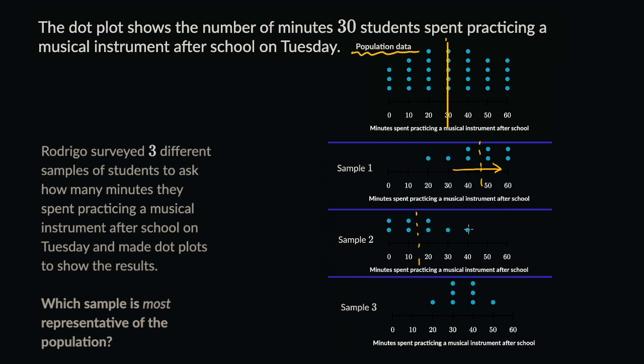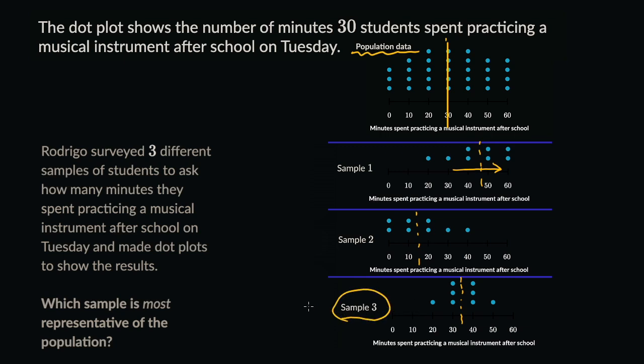Sample 3, it's not exactly what we see in the population, but it does look like the mean here would be closer to the mean that we have in the population. And it does look like it has a little bit more of that symmetry, where on both sides of that mean, things are a little bit more balanced. So if I had to pick between these 3, I would definitely go with sample 3.